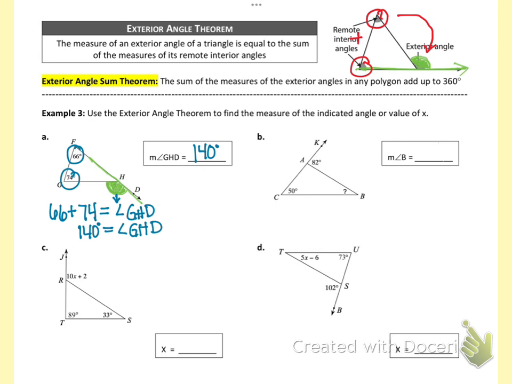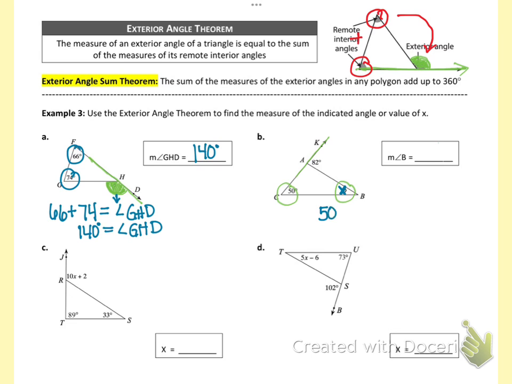Okay. So what about in example B? So again, this time I still don't see any variables, so that's good. But if I were to put an X where this question mark is, so it's an unknown, I'd rather use an X than a question mark, then what this theorem says is that if I take these two remote interior angles, so they're the two angles at the other vertices from where this exterior angle lies, right? I know that they have to add up to that exterior angle.